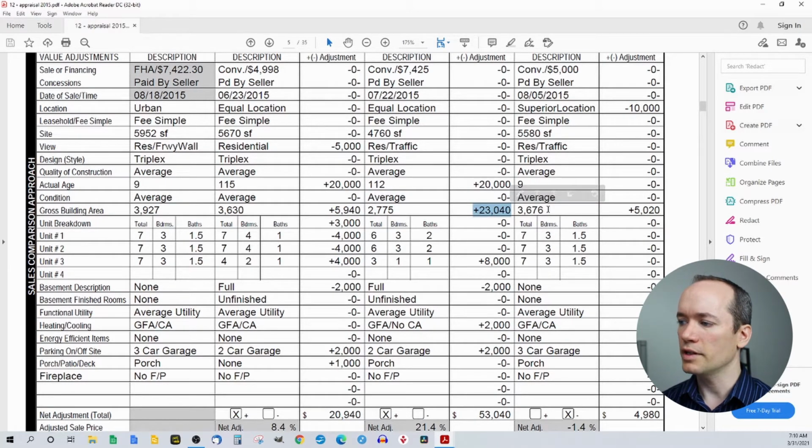And the next comp is 3676, which is an adjustment of 5,020. So what this is, is just an adjustment of $20 per square foot. And you can get this by subtracting one of the comps from the subject property, seeing what the difference is, and then multiplying by that $20.